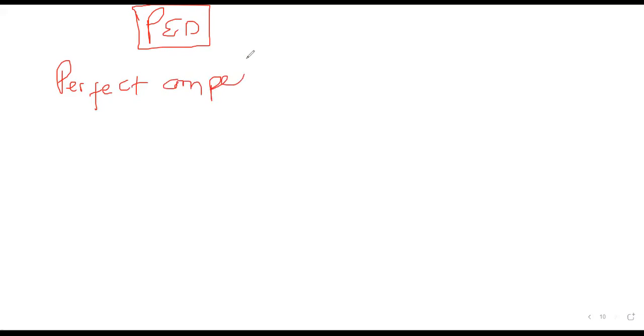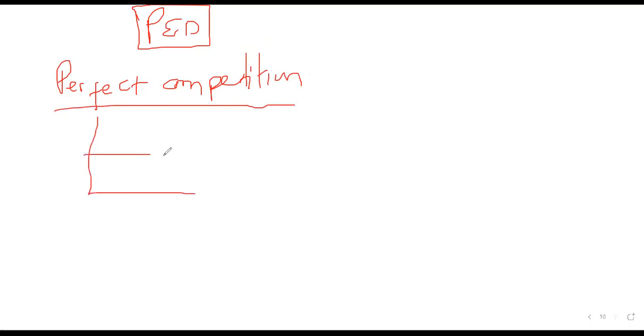So elasticity of demand is very important. So it takes me to a market structure, which is called perfect competition, which is a perfectly competitive market. Perfect competition has a graph which looks like this.